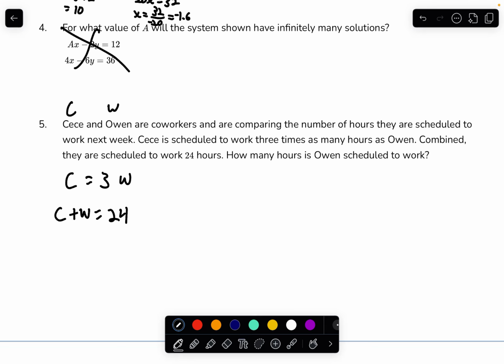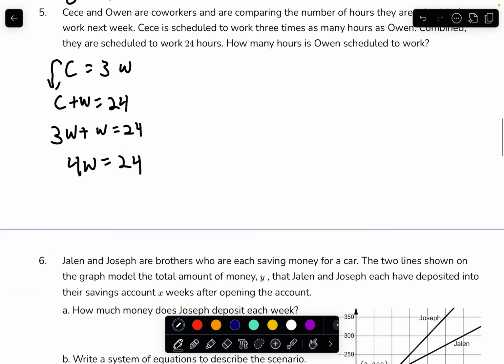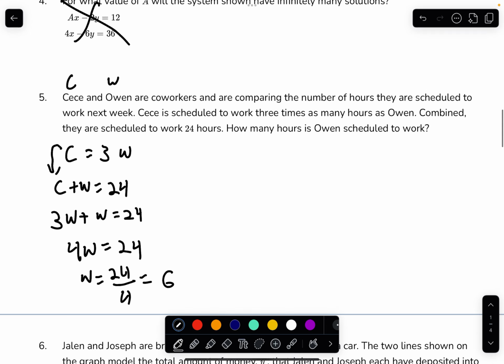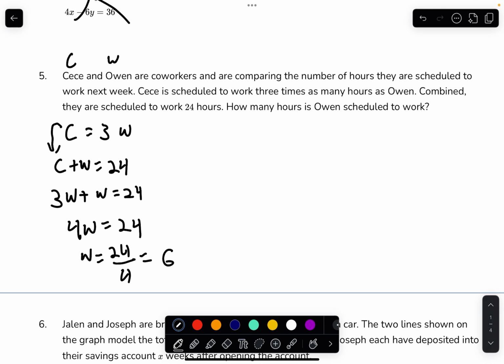Well, this is a simple substitution. Plug C equal to 3W into the second equation. You have 3W plus W equals 24. Combine like terms. Divide by 4. And you get 6. So how many hours is Owen scheduled to work? Well, since W is the number of hours Owen works, Owen is scheduled for 6 hours.